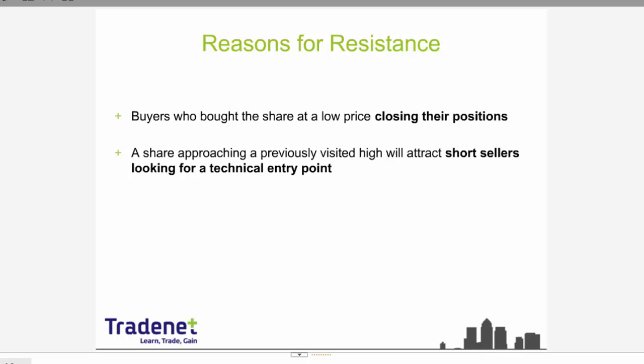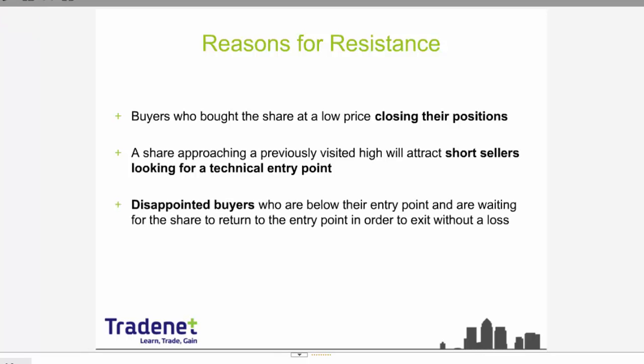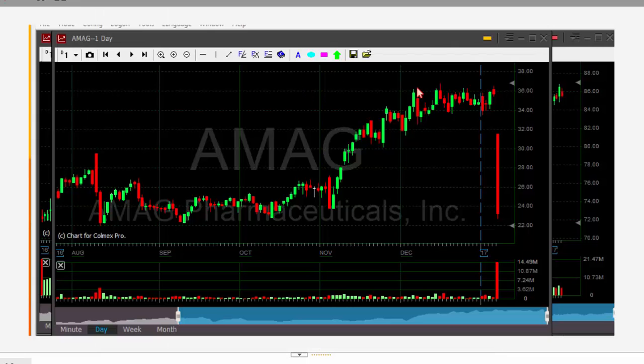So we do have also the disappointed buyers, and the disappointed buyers are the ones that are waiting for the price to come back to where they bought earlier. Now, if I go back to AMAG, let's just assume you've seen the price shooting higher like that. You like it very much. Of course, you don't know what's coming next. You don't see the rest, okay? Certainly you don't see today.